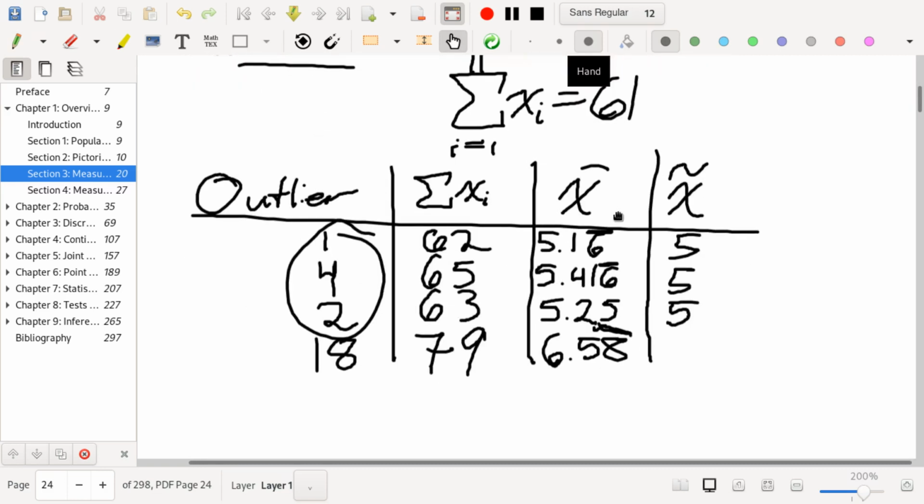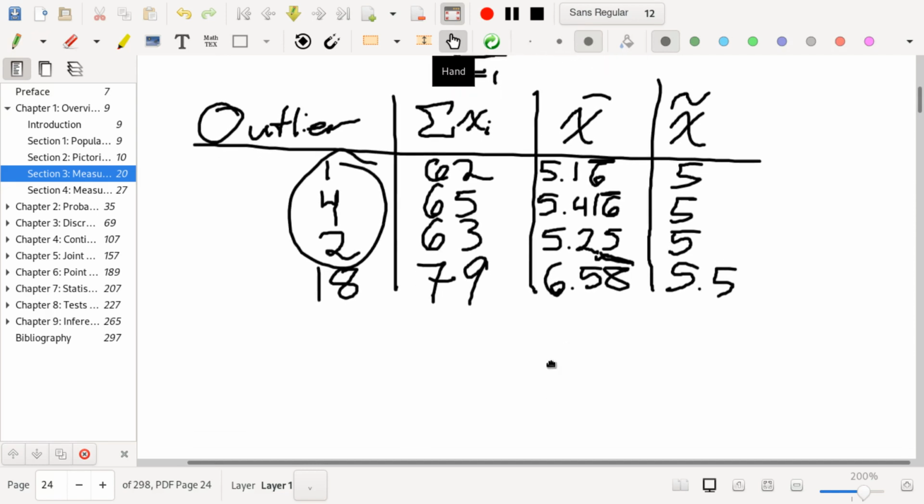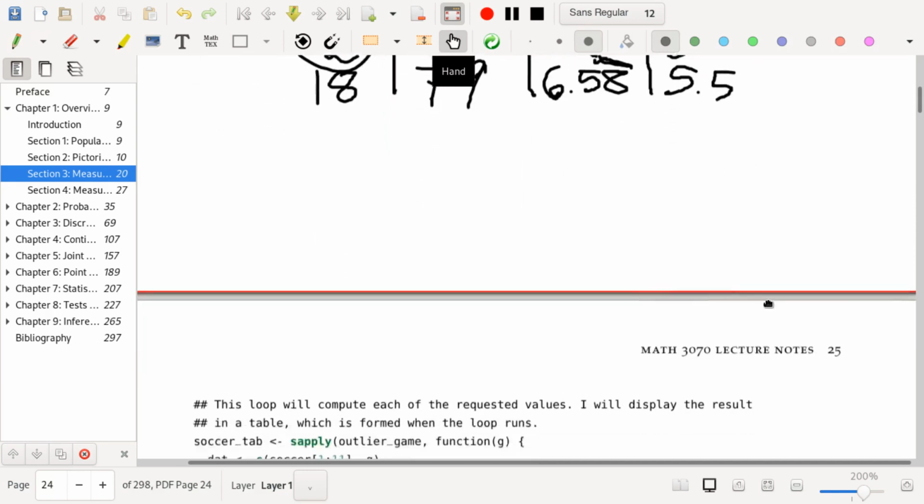But in the last case, the median actually will be the average of 5 and 6. So it will be 5.5. So the median did change a little bit in the last case, but it's mostly because of where that outlier ended up. It ended up on the right-hand side of what the median was before. And it could have been 273, and the median would be exactly the same. But as we can see, the median isn't changing really at all, especially when you compare it to the mean.